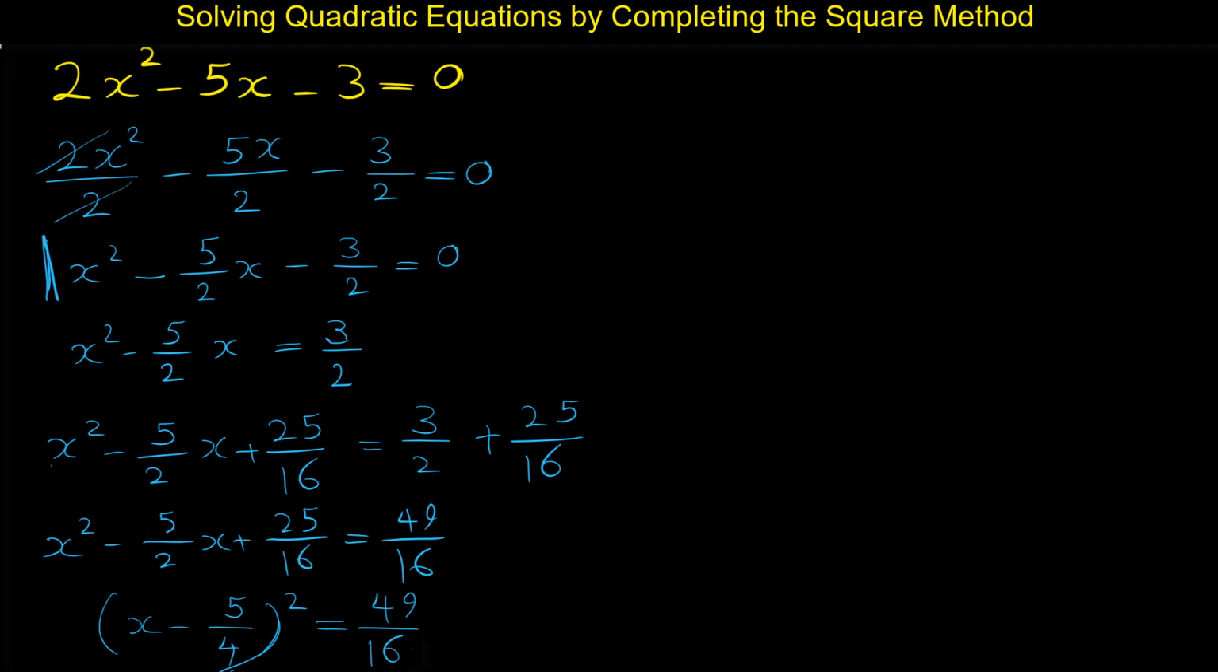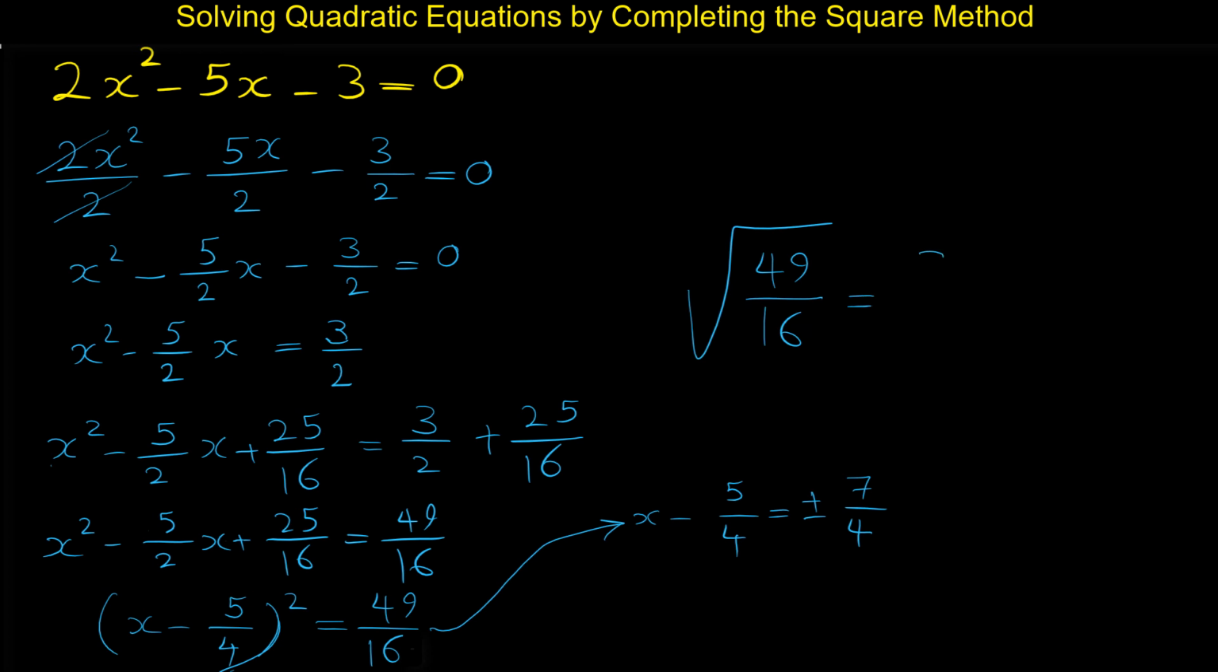Now that we converted the quadratic equation to the complete square form, we can take a square root from both sides of this equation for finding x. If we take a square root from the left side and the right side of this equation, we have x minus 5 over 4 equal to plus or minus 7 over 4. Note that the square root of 49 over 16 is 7 over 4, because the square root of 49 is 7 and the square root of 16 is 4.